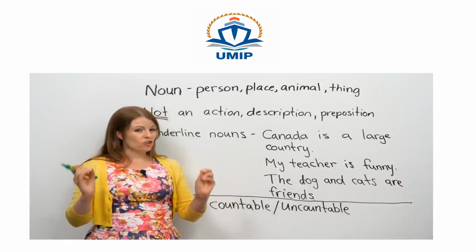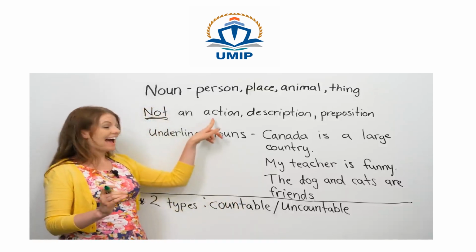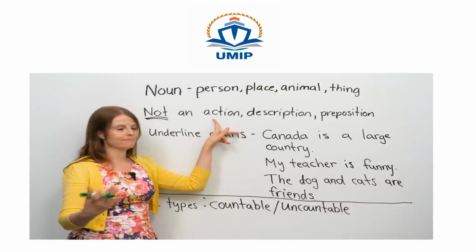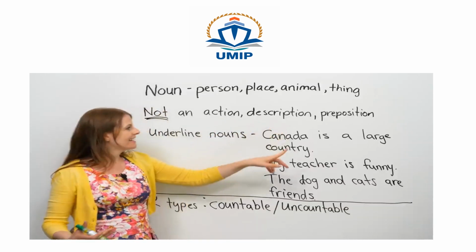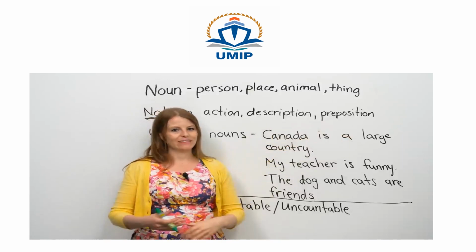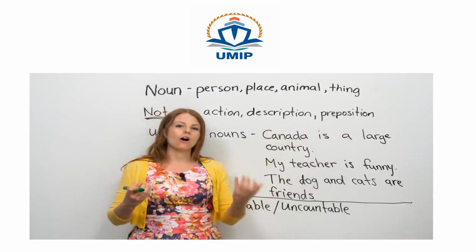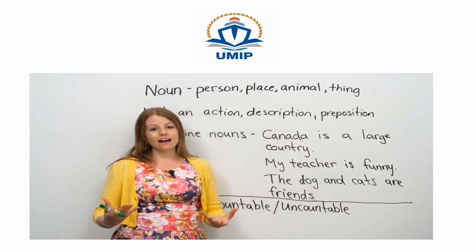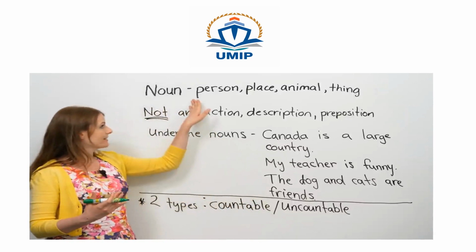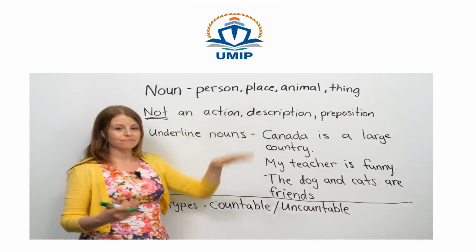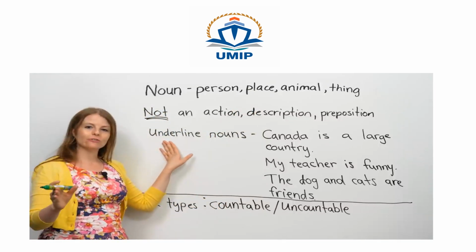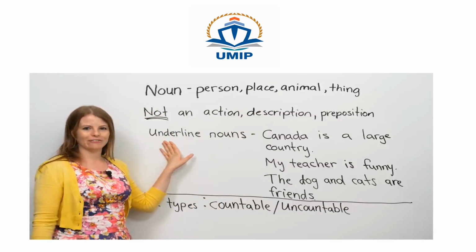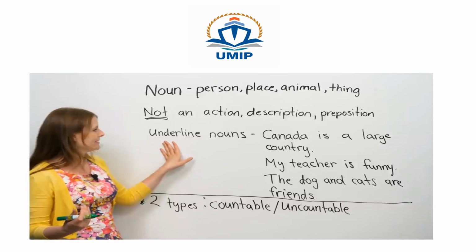What a noun is not is it's not an action, like a verb. It's not a description, like an adjective. And it's not a preposition, like the word on or off, okay? A noun is, like I've said before, one of these things. So first let's do something. Let's underline the nouns, just to make sure we have this concept.